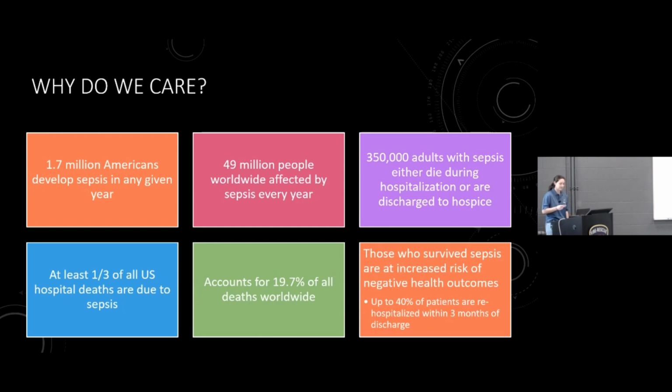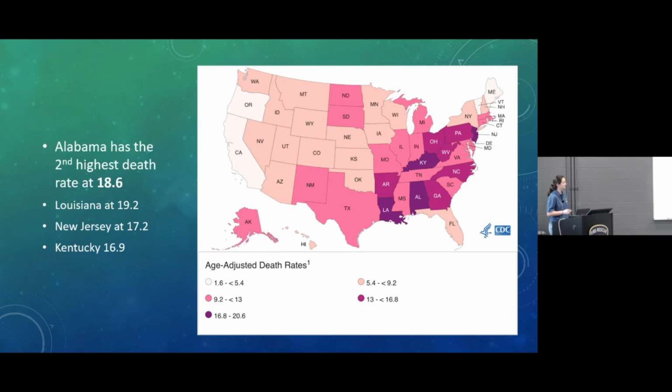And those who survive sepsis are at an increased risk of negative health outcomes, including new morbidities, inability to return to work, hospital readmissions, and death. And as we can see right there, up to 40% of patients are rehospitalized within 3 months of discharge. So once they get over sepsis, it's not like they're great and everything's perfect. There still is most likely going to be a problem after that.